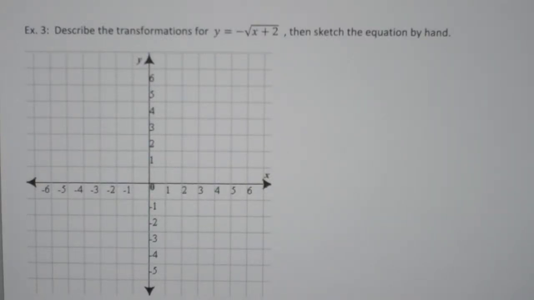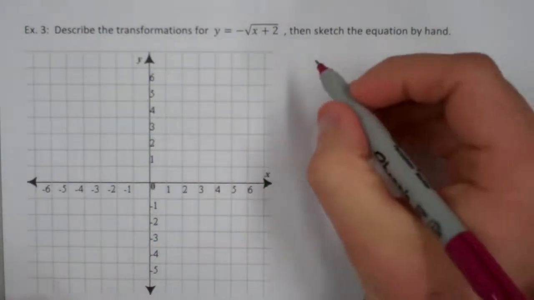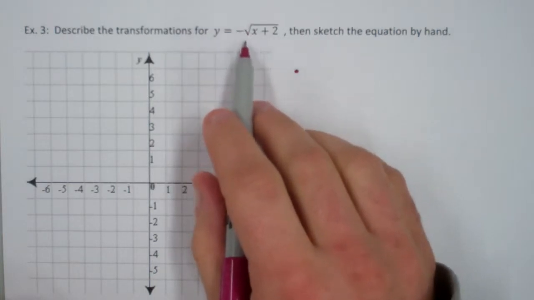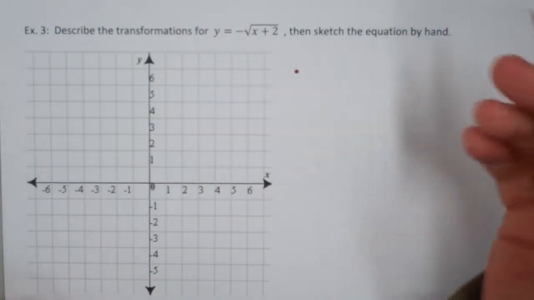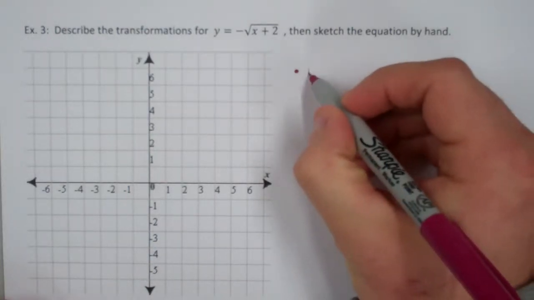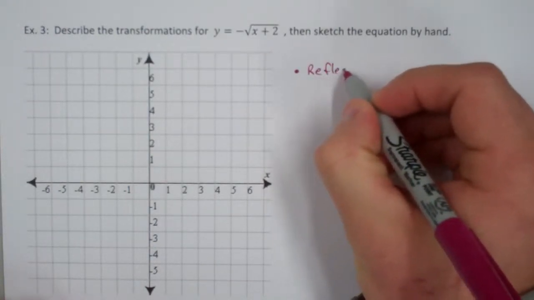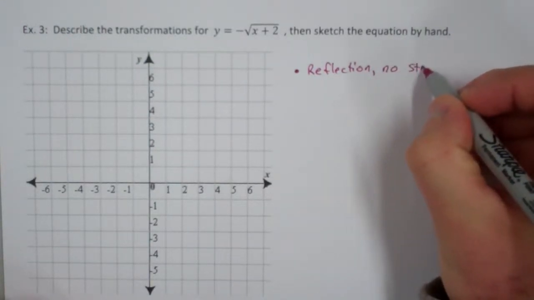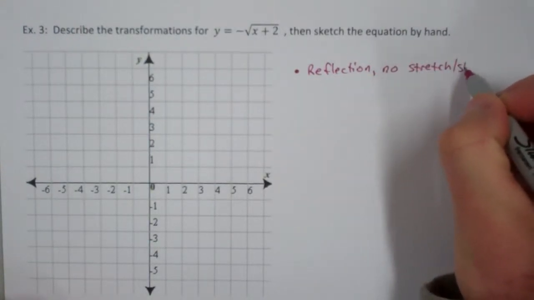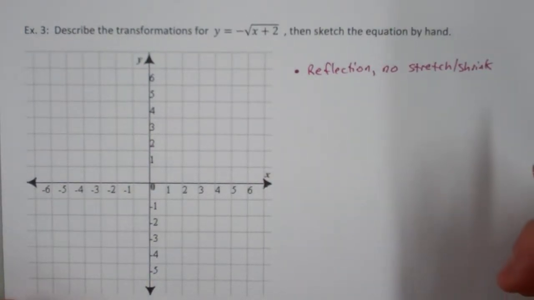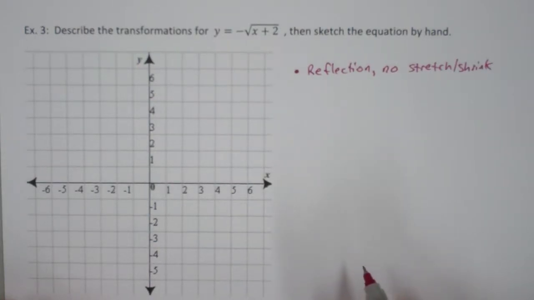In example 3, we're going to describe the transformations for this equation, then we'll sketch it by hand. So let's talk about the description part. Notice how a is just -1 out here, and there really is not going to be any stretch or shrink or widen or narrow. So there's just going to be a reflection, and we'll say no stretch or shrink. You could say nothing is widened or narrowed, I suppose, from the parent function.